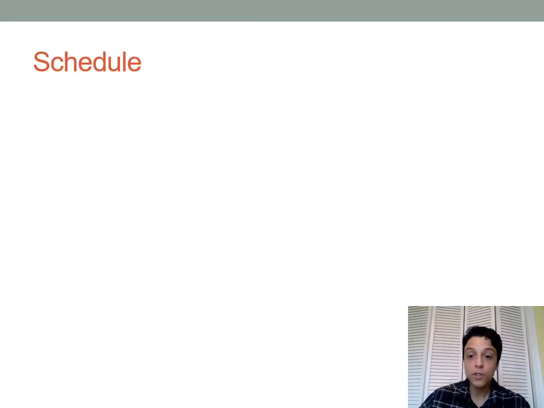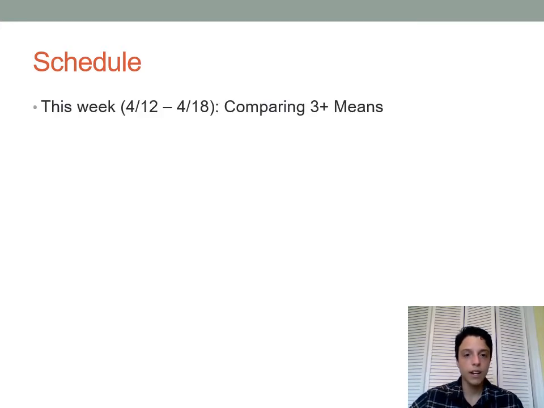All right, so also before I do that, I want to talk a little bit about the schedule for the next couple of weeks. So we really are in the home stretch of this class now, so I'm just going to lay out what's coming for the next couple of weeks, what's going to be due, and so on. So this week, the week of April 12th, we are, as I just said, going to be doing this topic of comparing three or more means. We have a problem set due this week as usual, so that'll be problem set 11.